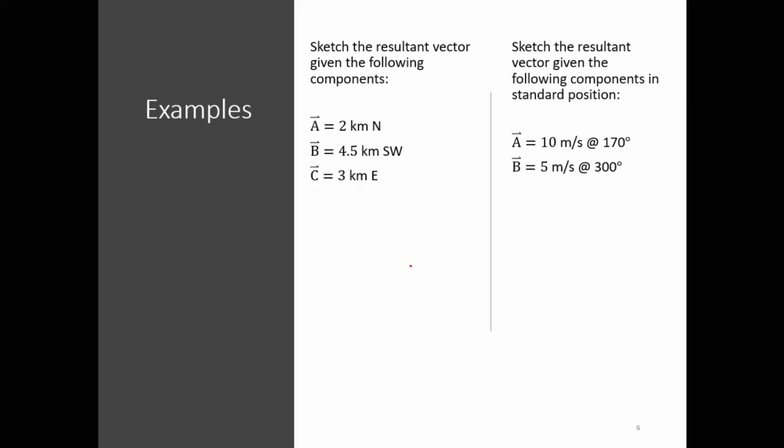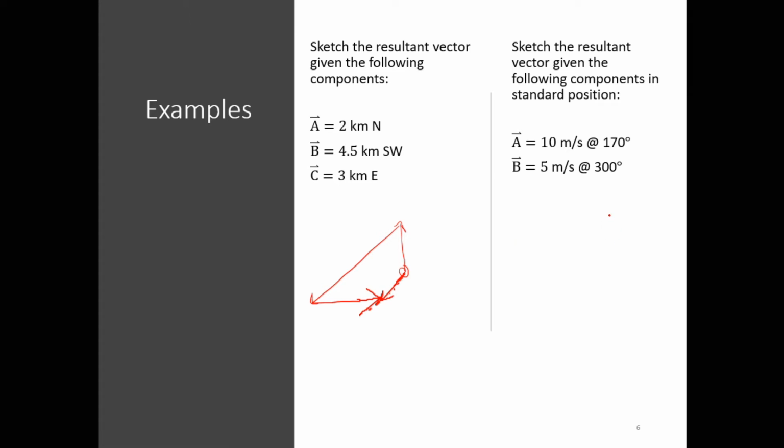So this is the one we just did, starting right here, 2 kilometers north, 4.5 kilometers southwest, and notice that ideally this would be 2 units, this would be 4.5 units, but I'm sketching so it's not. And then 3 kilometers east, and apparently our pen just quit. And we get a resultant vector here, and it goes from the origin to the end. Okay, let's try and recover over here.